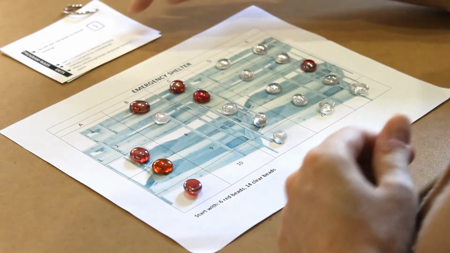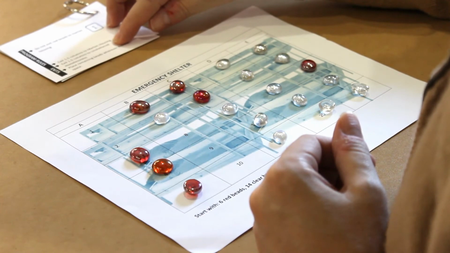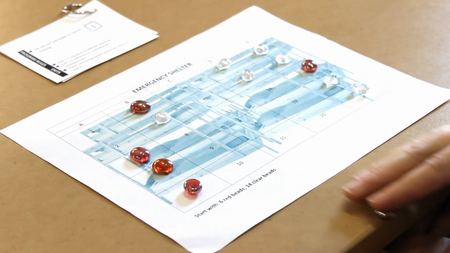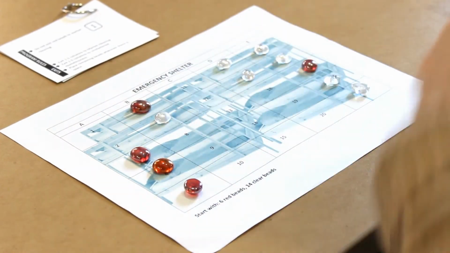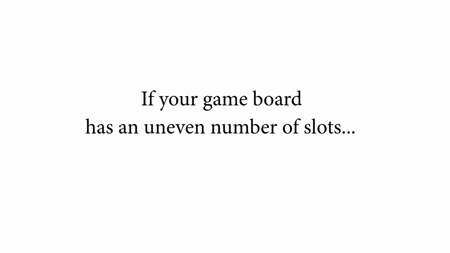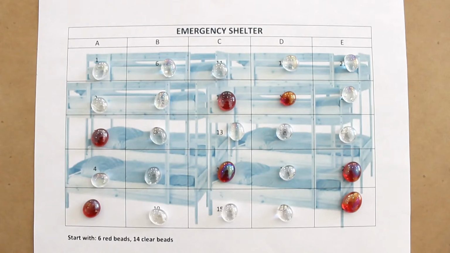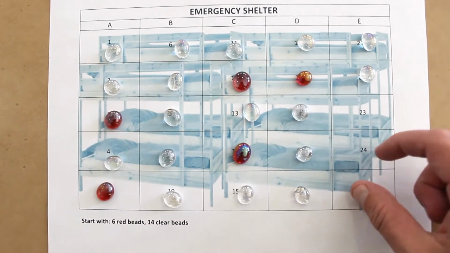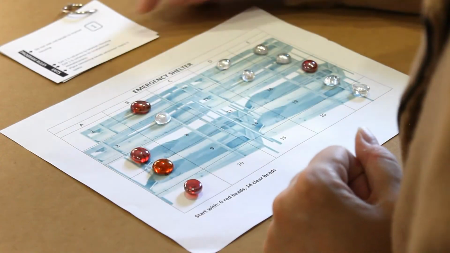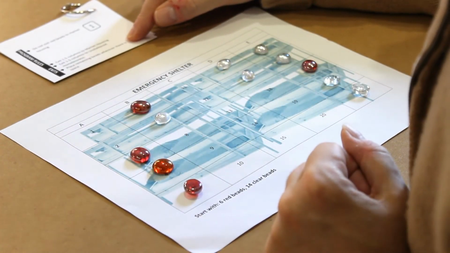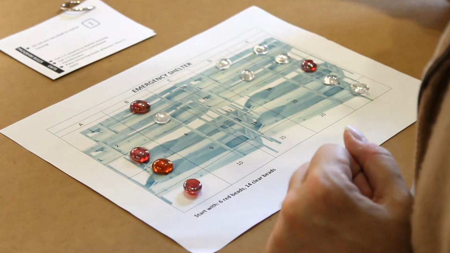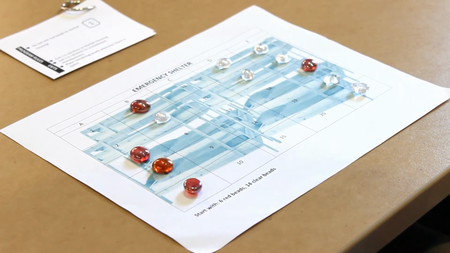The next instruction for emergency shelter is to exit 1.5 columns to unsheltered homelessness. Norm moves these beads, including the red beads, to unsheltered homelessness. If your game board has an uneven number of slots in a column, do not split a slot in half, but use your judgment about how many beads constitute half of the column. The last instruction for emergency shelter is to exit remaining beads to wherever there is space. Unfortunately, there is no space left on any other game board, so Norm leaves the rest of the beads on his board. The next player is rapid rehousing.